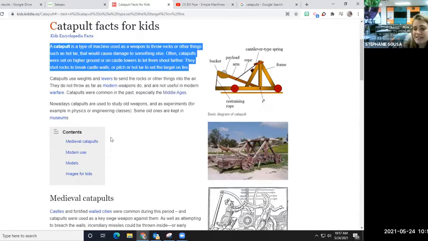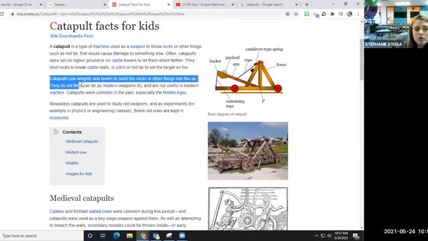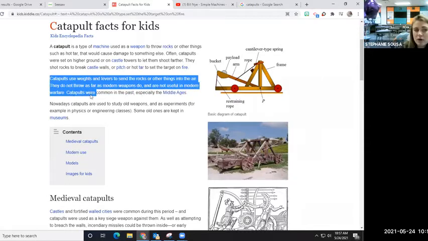Okay, so catapults did originate as a weapon. One of the reasons we don't see catapults utilized as weapons anymore is because of the advancement of technology, right? We now have things like missiles that can be shot and sent to certain areas, but before those inventions, catapults were the way that war was waged. Catapults use weights and levers to send the rocks or other things into the air. They do not throw as far as modern weapons do and are not useful in modern warfare. Catapults were common in the past, especially the Middle Ages.